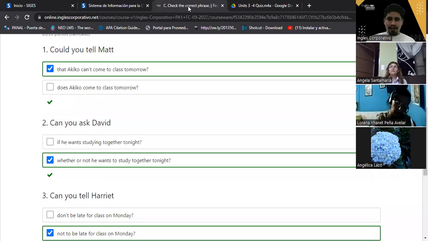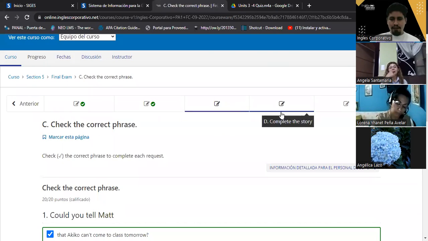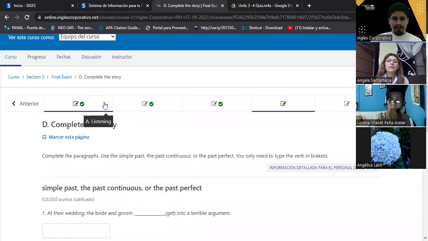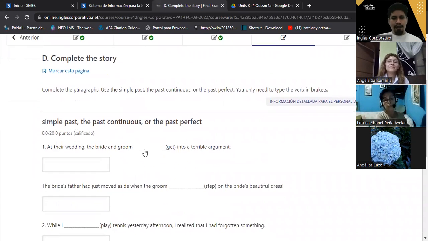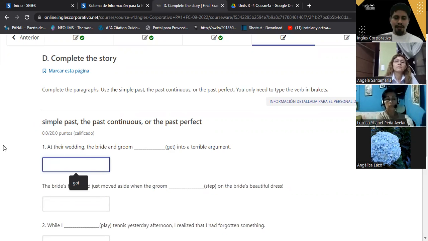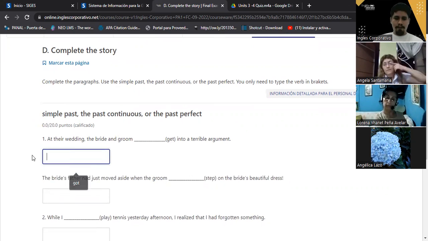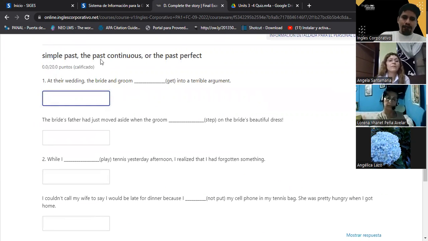Okay, guys, let's move on to the next part. It's going to be section D. In section D, it says complete the story. The instructions for this exercise say complete the paragraph, use the simple past, past continuous, or past perfect. You only need to type the word in brackets. That's the only thing we're going to add to this sentence. So we don't need to write the whole sentence in order to answer. We're going to get 20 points here.